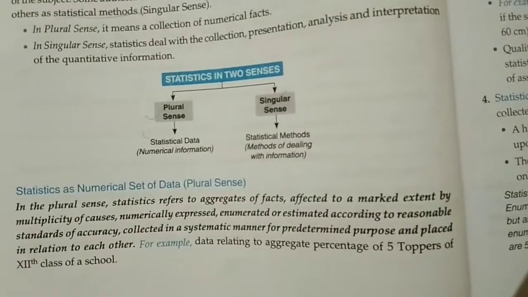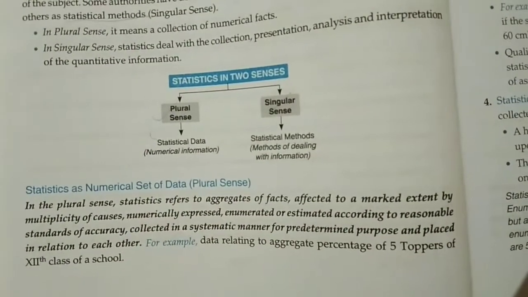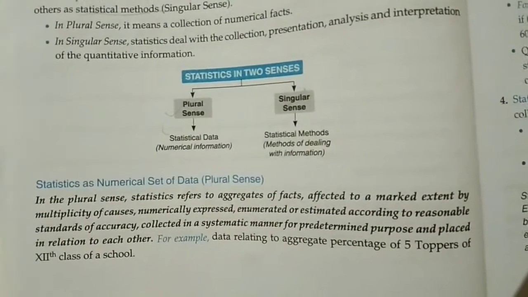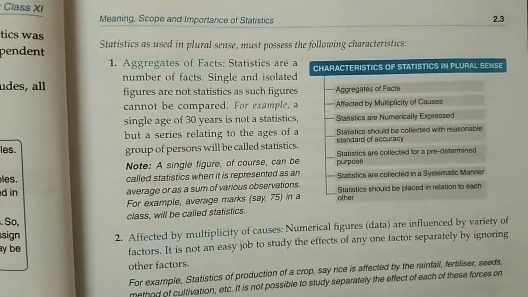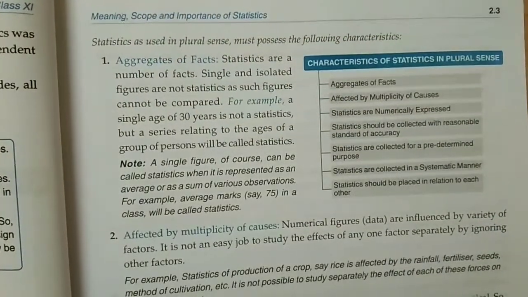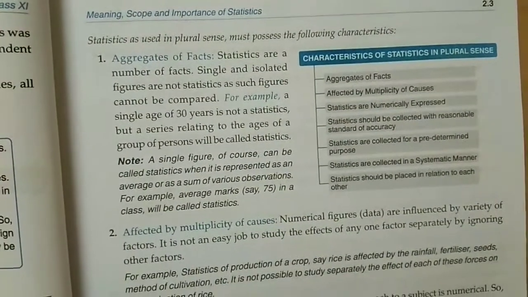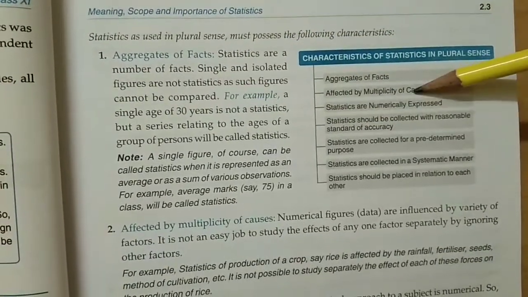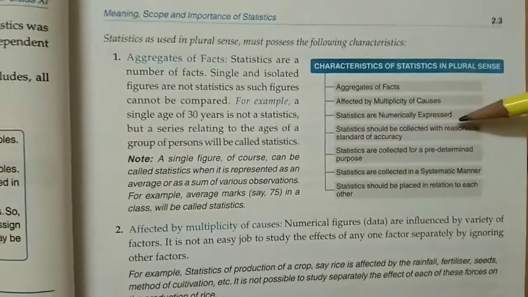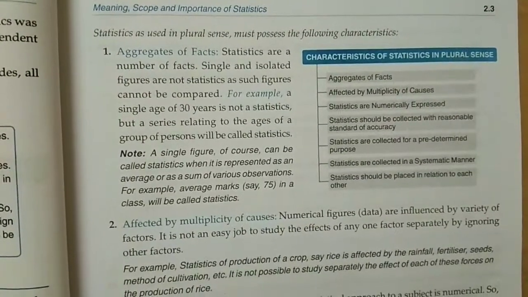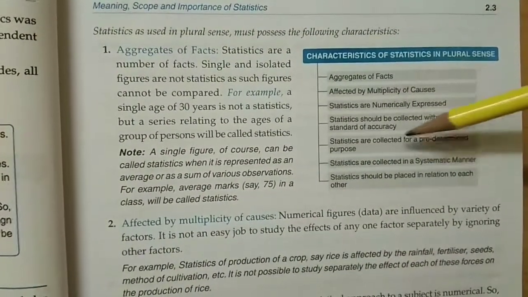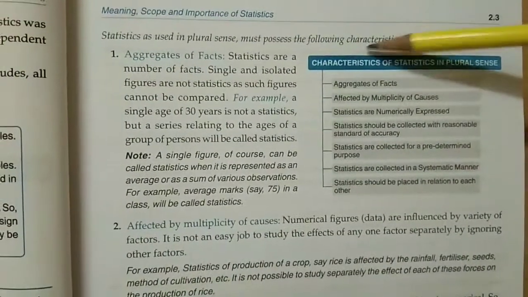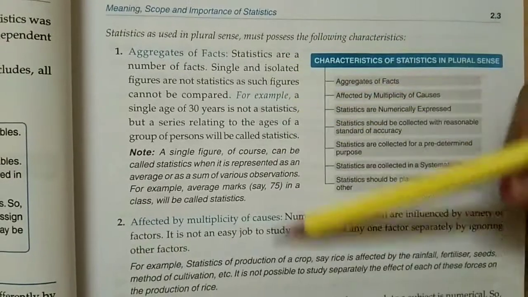Now we will see characteristics or features of statistics in plural sense. Now we are going to study the different characteristics and features. Let us see. Statistics as used in plural sense must possess the following characteristics. As we have studied in the definition right now, it is an aggregate of facts affected by multiplicity of causes, numerically expressed, should be collected with reasonable standard of accuracy, collected for a predetermined purpose, collected in a systematic manner, and should be placed in relation to each other. Now we are going to see all these characteristics one by one.